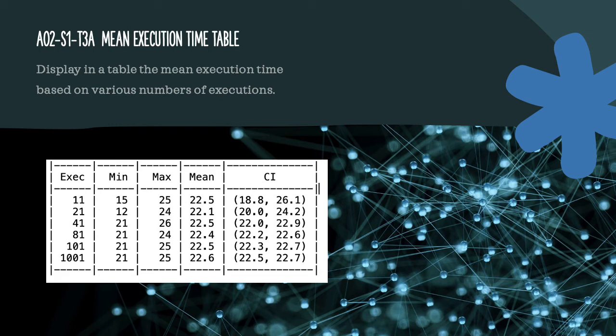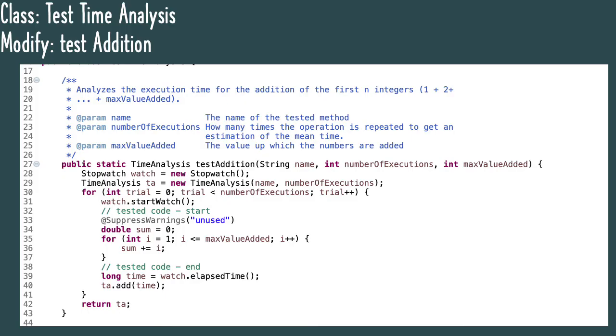In this video, we'll build and analyze a table that will contain the mean execution time and confidence intervals when we run a method on an algorithm a given number of times. So we'll modify the test addition a little, in the sense that we included the name of the method tested as an argument, just not to repeat the construction of the name each time when we call this method.